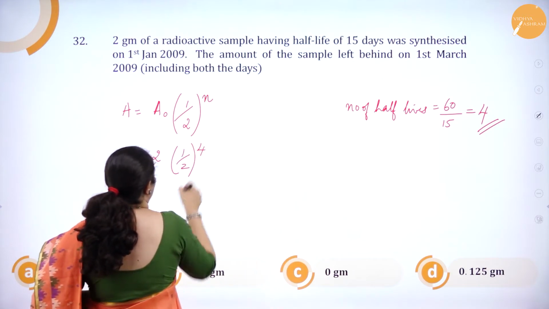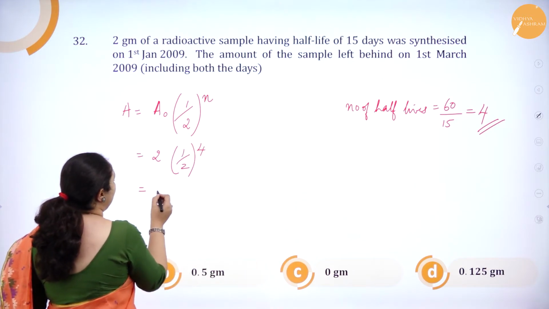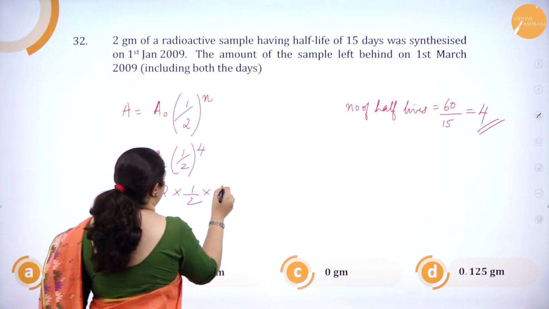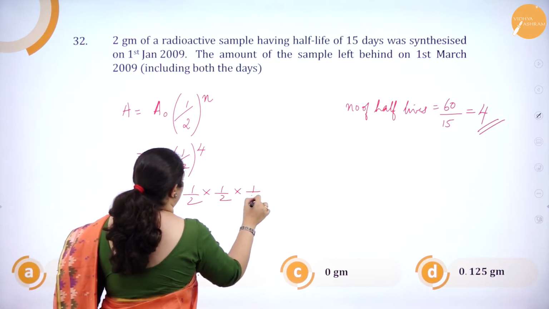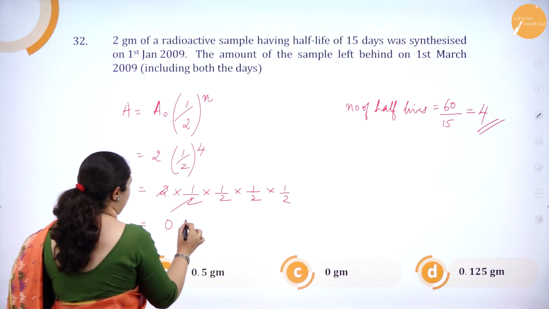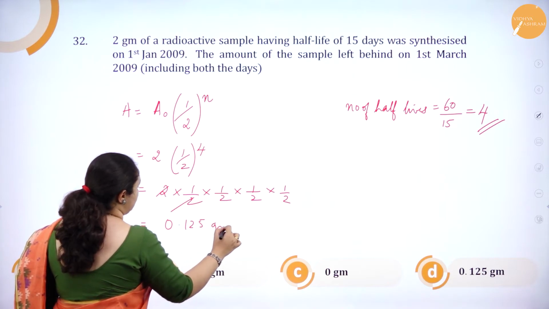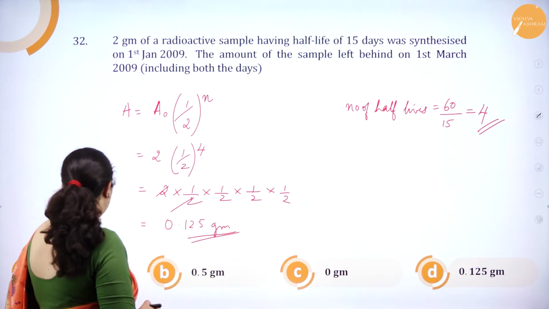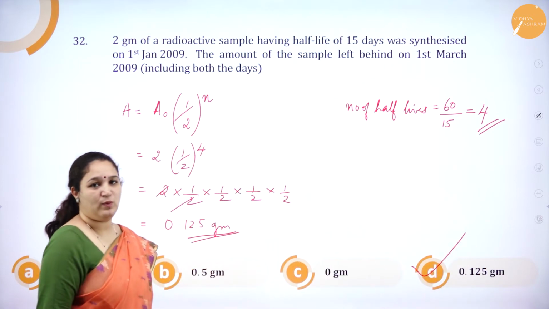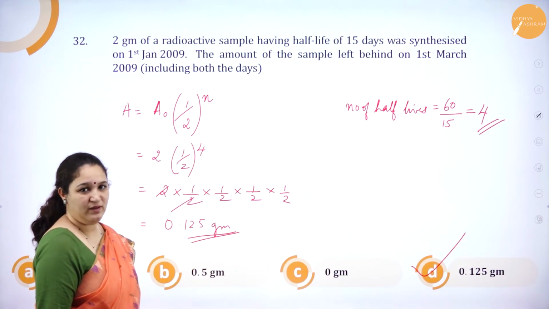So I put that in here. So you will get it as 2 into 1 by 2 to the power 4, which is 0.125 grams. So the answer is option D. Okay.